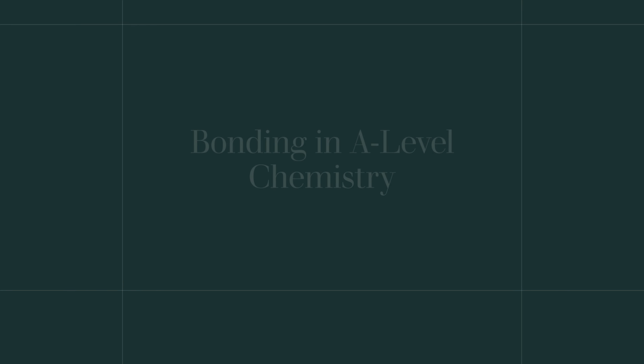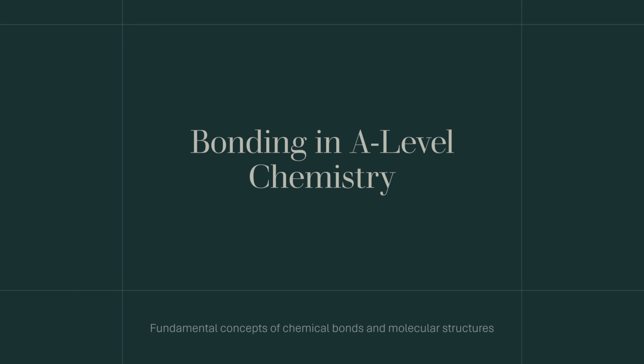Chemical bonding explains why atoms join together to form substances. Atoms bond to achieve a more stable, lower energy arrangement, often by obtaining a full outer electron shell. In this chapter, we'll explore ionic, covalent, and metallic bonding, along with how bonding influences the properties of materials.